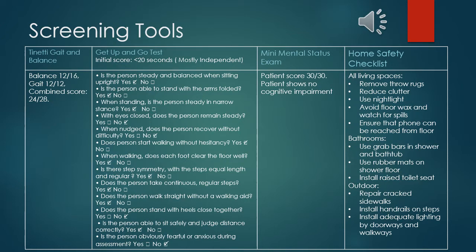Home safety checklist. All living spaces: remove throw rugs, reduce clutter, use a nightlight, avoid floor waxes and watch for spills. Ensure that phone can be reached from floor. Bathrooms: use grab bars in shower and bathtub, use rubber mats on shower floor, install raised toilet seats. Outdoors: repair cracked sidewalks, install handrails on steps, install adequate lighting by the doorways and walkways.